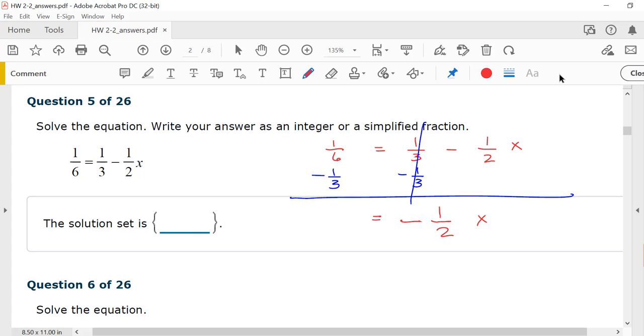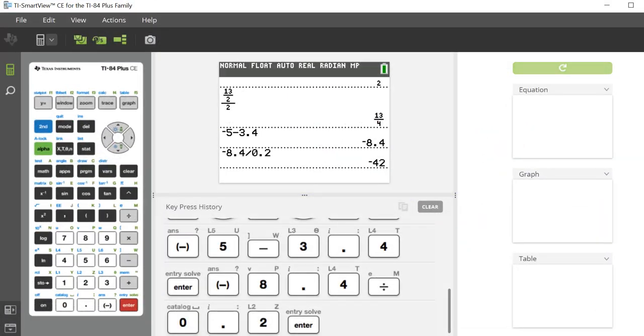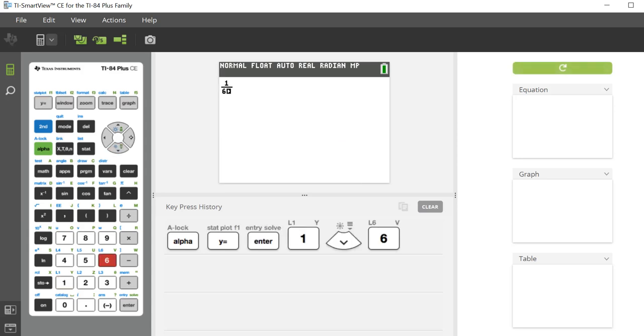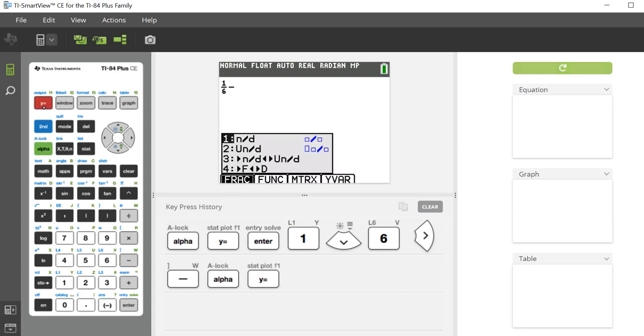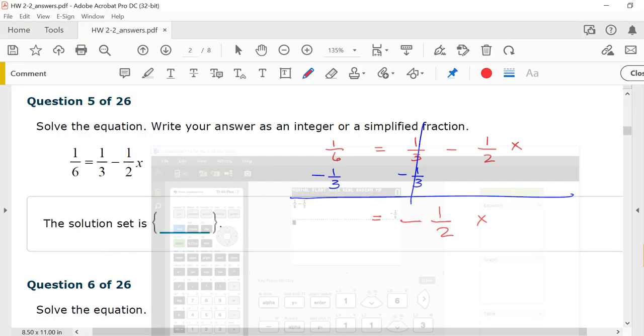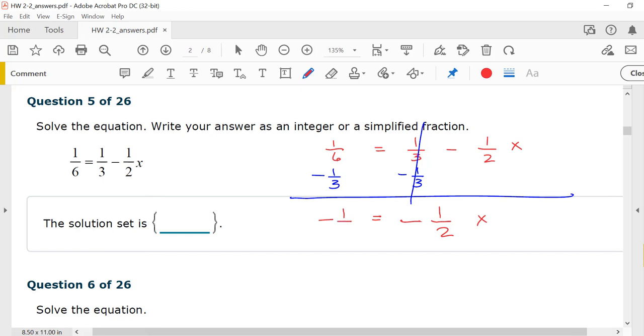Okay, what does that equal? 1/6 minus 1/3. I'm going to do 1/6 minus 1/3. And I get negative 1/6. Okay, I now have negative 1/6 equals negative 1/2 times x.